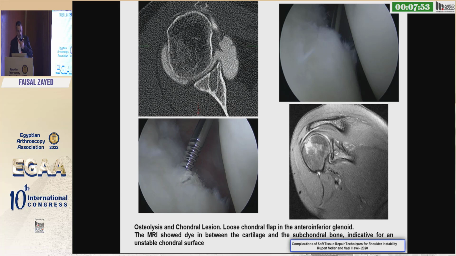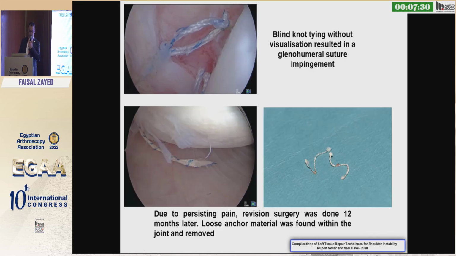Osteolysis and chondral lesion may occur with metal anchor or polylactic acid anchors, with a loose chondral flap in the anteroinferior glenoid, and we can see the dye is present between the chondral flap and the glenoid, which means there is an unstable chondral flap. Also, blind knot tying without visualization may result in a glenohumeral suture impingement, which can lead to synovitis and post-operative pain for the patient.